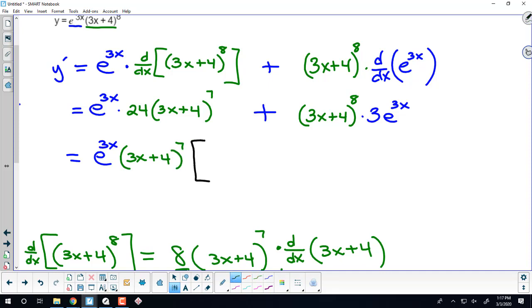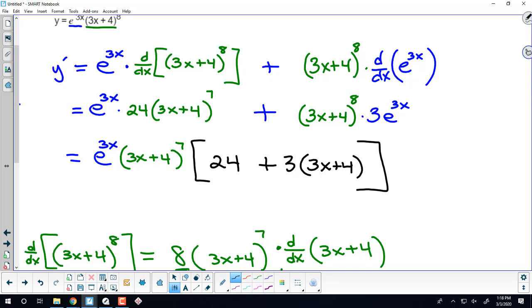And then when we factor that out, we have 1 here, we have 24 here, plus we have one of these left over. Plus 4 to the 8th. That's 3x plus 4 to the 1st. What about the e to the x's? We took out that e to the 3x, so we just have 3 there. So factor out greatest common factor, and that's what we're left with.